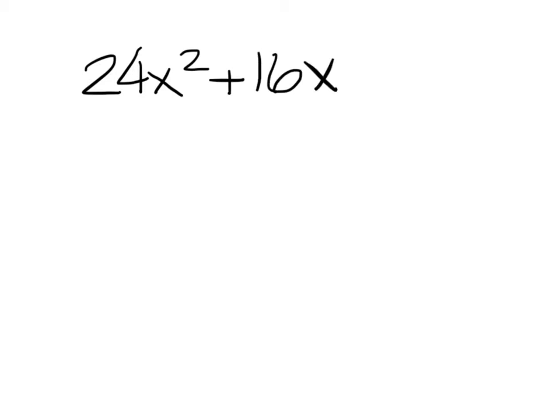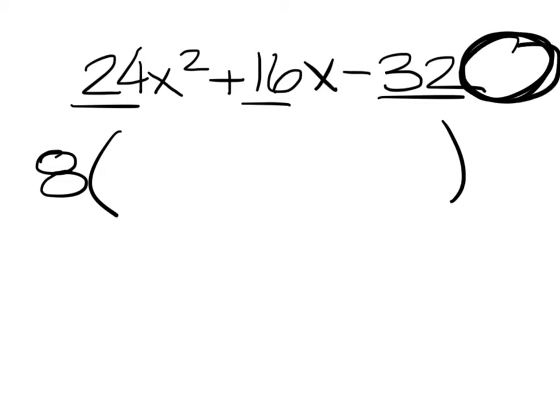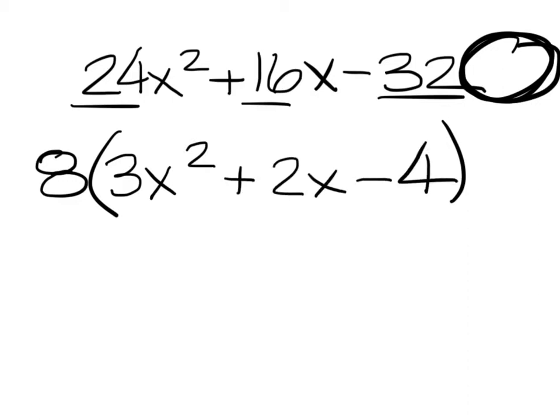Bring this one up here. 24x squared plus 16x minus 32. The solution for the practice problem, the highest number that comes out of each of those is 8. We don't have an x term back here, so you can't take one out. Divide all those by 8 to get 3x squared plus 2x minus 4.